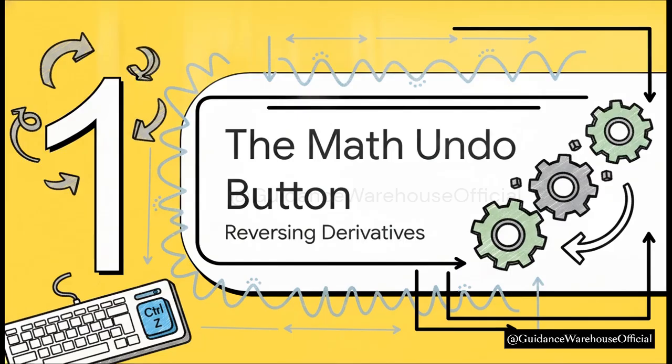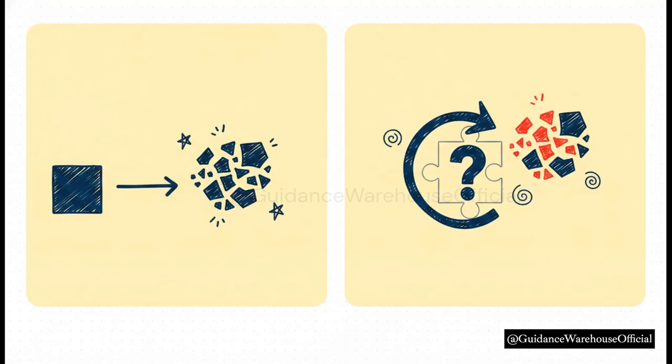The Math Undo Button. I really want you to think of antiderivatives as the ultimate Control+Z or undo button for calculus. We spent so much time learning how to break functions down, right? Well, now we're going to learn how to build them back up. Think of it a bit like the classic game show Jeopardy! In standard differentiation, you're given the question, and you just have to find the answer.